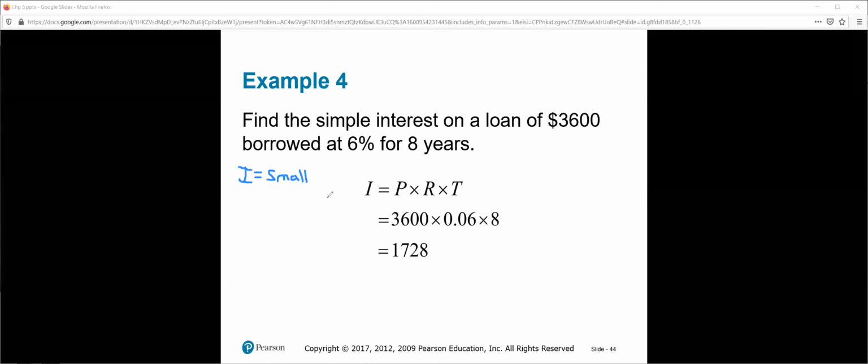Your interest can't be larger than your loan. Your principal tends to be your larger number. Your rate is your percentage, and your time is going to be your years. Cool. So we need to look at this sentence, figure out what goes where. 6%, hey, that's a rate, right?